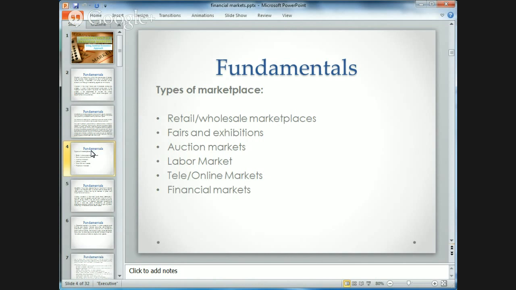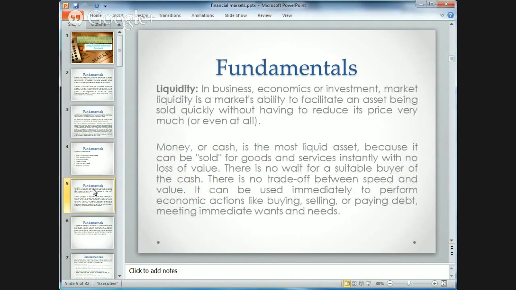And the rest are the financial markets. Financial markets are where you're going to trade futures, options, company stocks, bonds, insurances, mutual funds, and stuff like that. So these are different marketplaces which we work with.